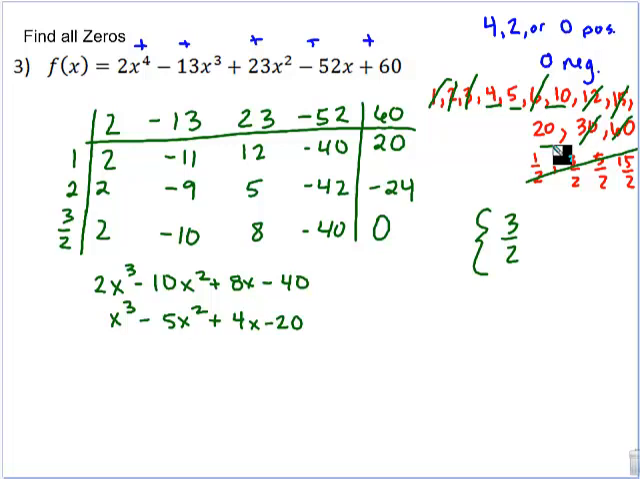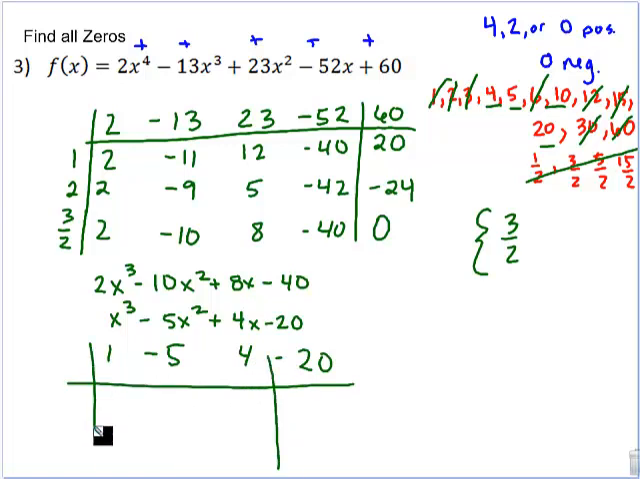How'd you know to use the 20 to base that off? Because 20 is now our last number. Does that make sense? And we just don't have a front number, so we no longer have to think about the halves. So let's do synthetic now with this. So we have 1, negative 5, 4, and negative 20.